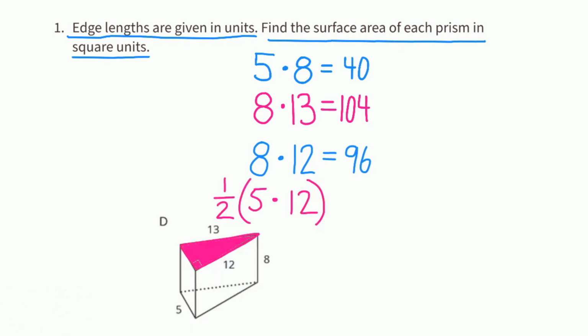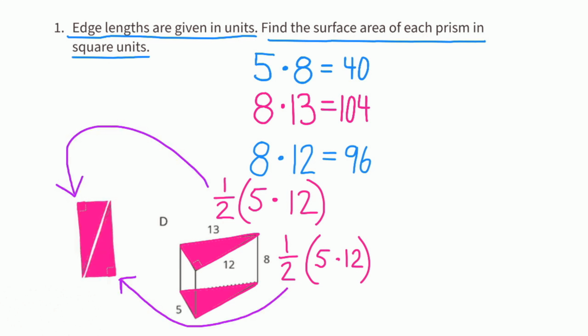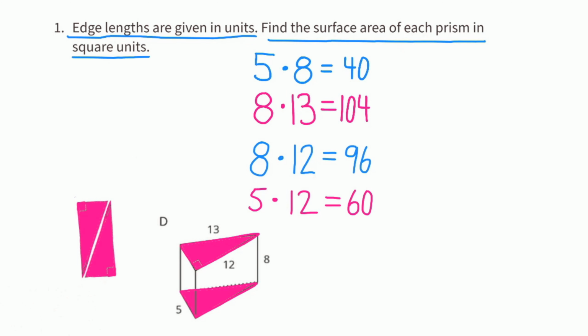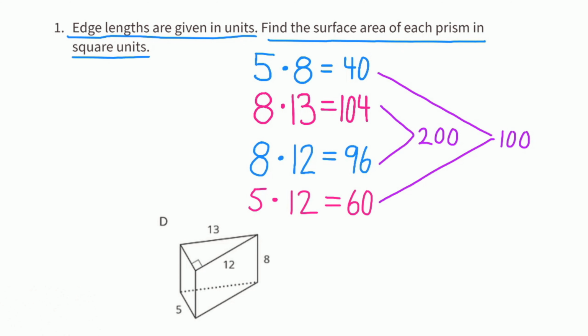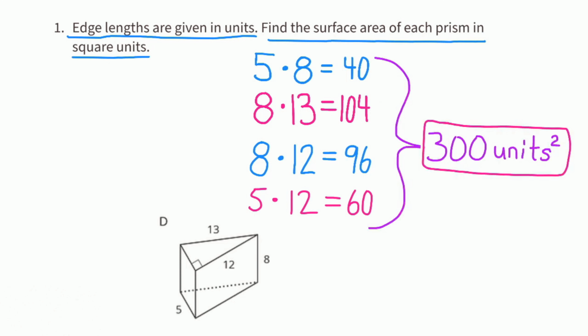And finally, the top and bottom base, which is in the shape of a triangle. The dimensions are 5 by 12. We could figure out their individual surface area by multiplying half times base times height, or we could just treat these two triangles as one rectangle, which would be 5 times 12. The combined area of these two bases is 60 units squared. Add up all these surface areas, and you'll have the surface area for prism D, which is 300 units squared.